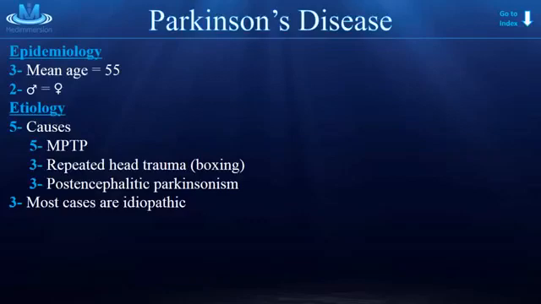Starting off with epidemiology. It's useful to know the mean age of onset, which is 55 years old. You might not be tested on this specifically, but as you approach clinical rotations, knowing the mean age of onset will help you with your differential when you have a patient who comes in with an essential tremor. It affects males about the same as females and is a very common disease in the United States.